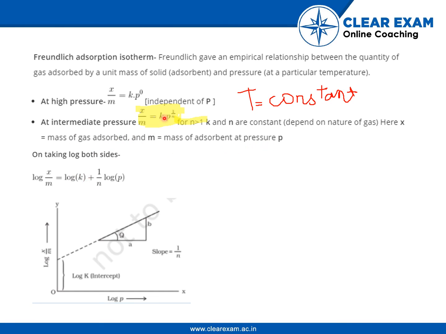So we will take log on both sides. We get log x by m is equal to log k plus 1 by n log p. So you can easily plot this graph. On the x-axis it is log p, and on the y-axis it is log x by m. Log k is the y-intercept, as you can see, and the slope of this graph will be 1 by n. So we get the graph for the Freundlich adsorption isotherm.